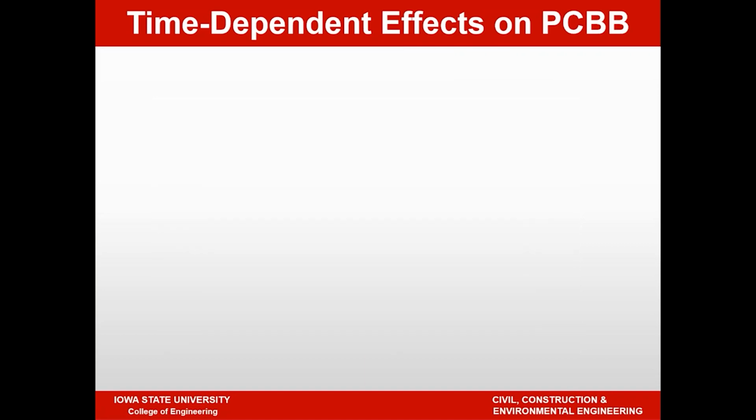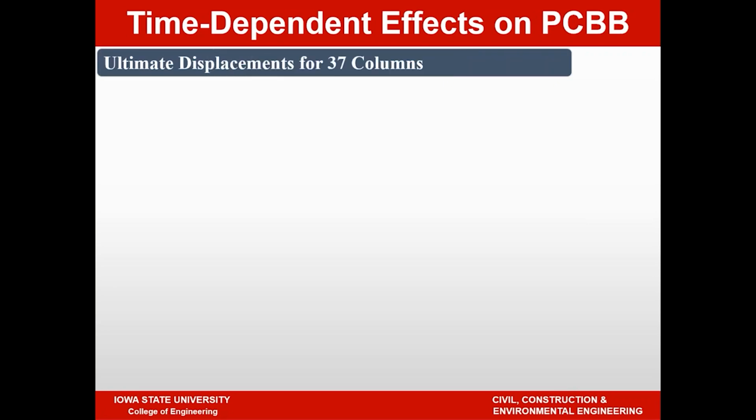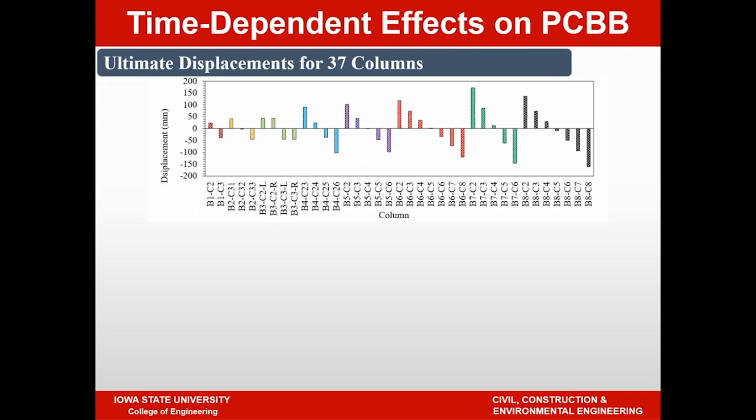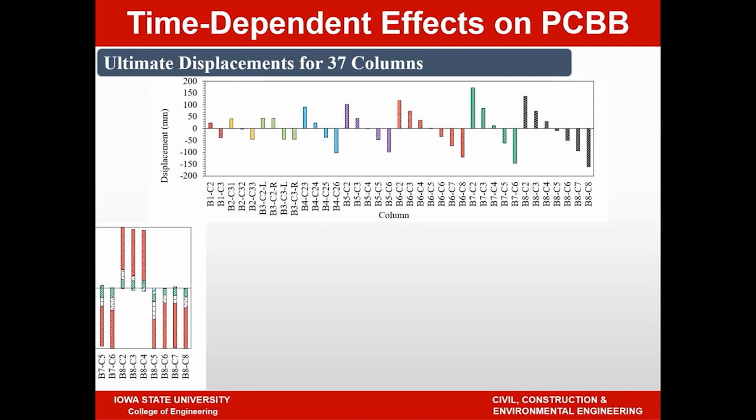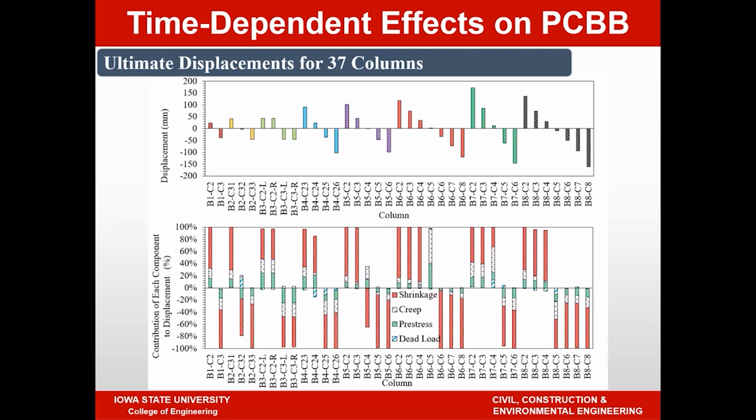If you look at the ultimate displacement that we calculated for the 37 columns is shown here for the 3 different columns. So in terms of the directions and how we are estimating the displacement based on our approaches. And this one shows the different components. So for example, you have shrinkage, that's the red. Again, shrinkage contributes the most. Then you have the creep, the green is the pre-stress effects, and the light blue is the dead load effects. So telling you what contributions are being made from different time-dependent phenomena.